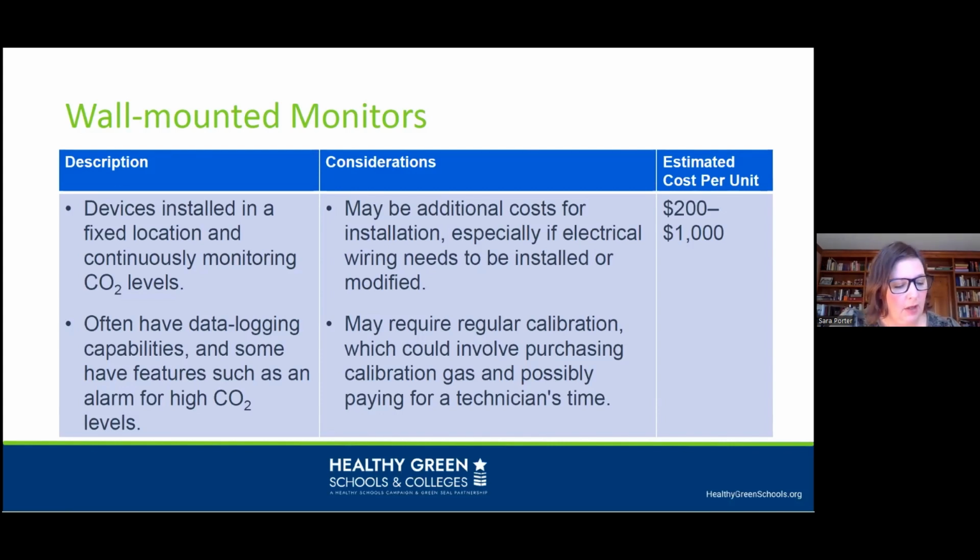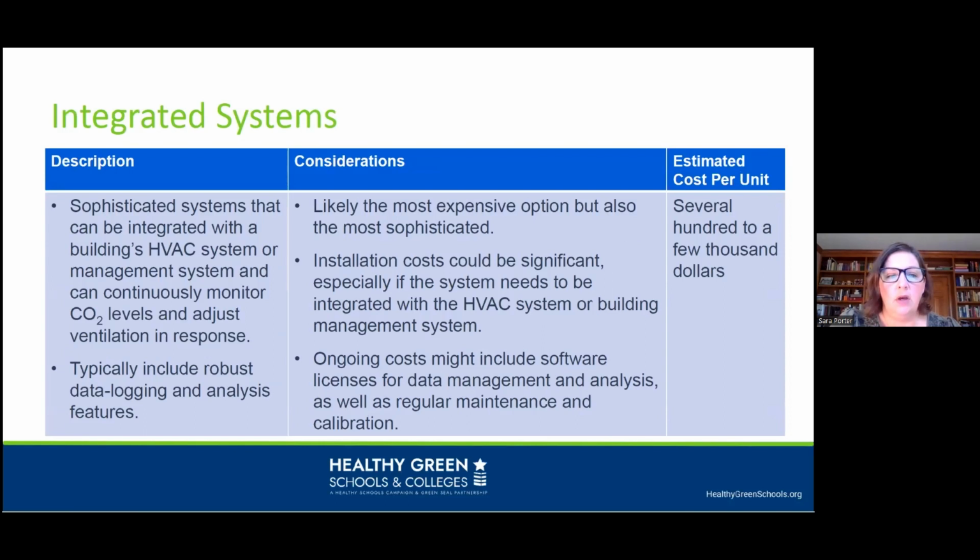And then finally, integrated systems are the most sophisticated on this spectrum. They can be integrated with your existing HVAC or management system and continuously monitor levels and then adjust ventilation in response. They also typically include software for data logging and analysis features. So the cost of this is typically going to be much higher, but also many more features to consider.